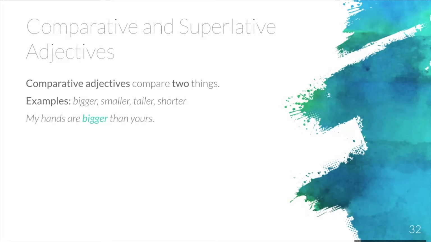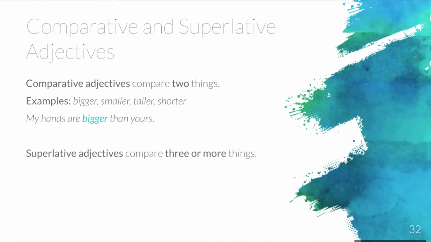An example of using a comparative adjective is, my hands are bigger than yours. So bigger is the comparative adjective that's comparing my hands and your hands, basically. So it's comparing exactly two things, my hands and your hands. Should I also do superlative?